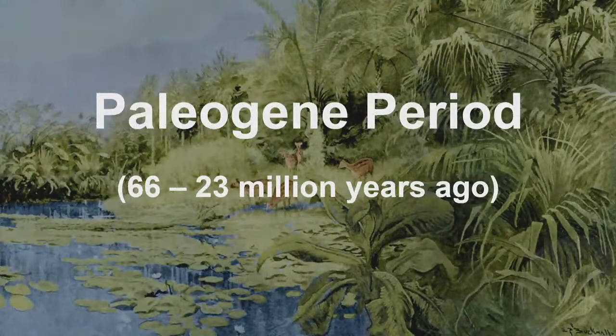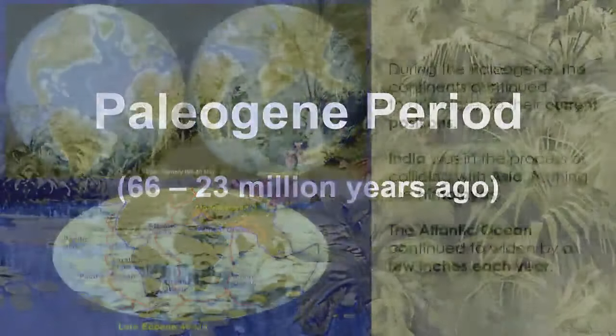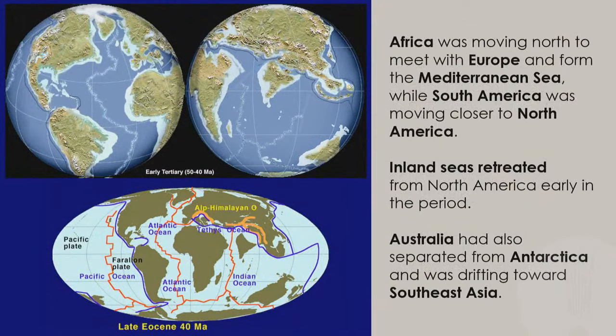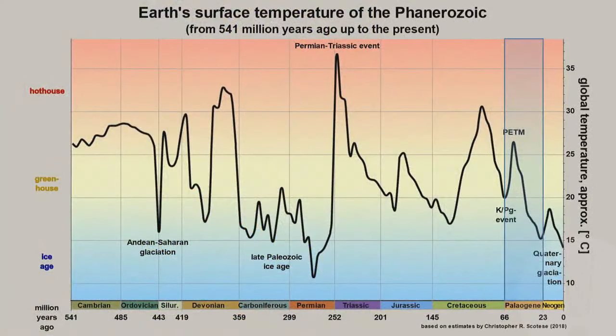So we'll start off with the Paleogene period, 66 to 23 million years ago, divided into three epochs: the Paleocene, the Eocene, and the Oligocene. Now, during the Paleogene, the continents continue to drift closer to their current positions. Global climate during the Paleogene departed from the hot and humid conditions of the Mesozoic era. The late Mesozoic era began a cooling and drying trend.